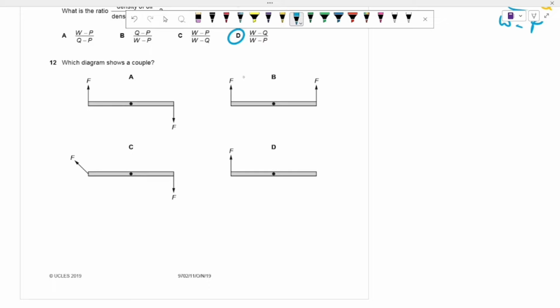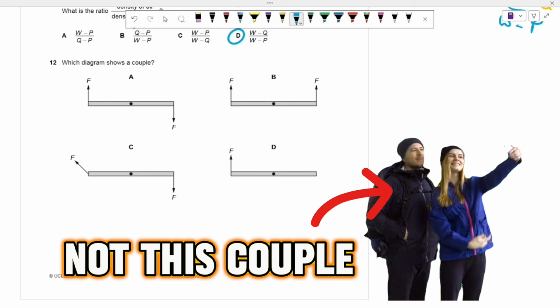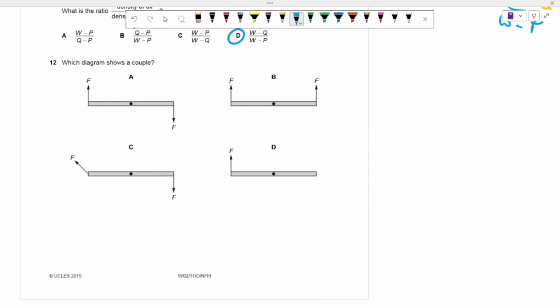Move on to question number 12, which diagram shows a couple. And no, guys, this is not a couple that you know. This is an actual couple. In physics, a couple basically means a pair, as in real life, but in physics it refers to a pair of forces, not a pair of people, that are equal in magnitude but opposite in direction, and that are parallel.